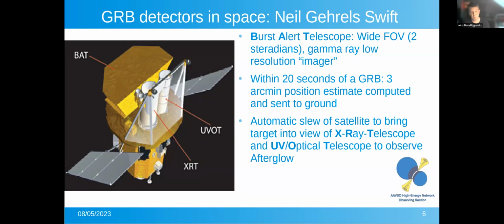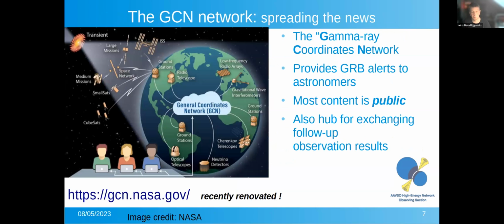And they can then radio down alerts, triggers to what is called the Gamma Ray Coordinates Network by NASA. So they will communicate with these ground-based computers, and then those computers, again, without any human intervention, can then send out notifications to people who subscribe to this network, and most of the content is public. So this could be professional astronomers, but also amateur astronomers like you and me.